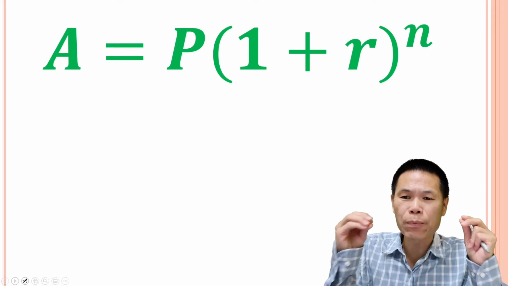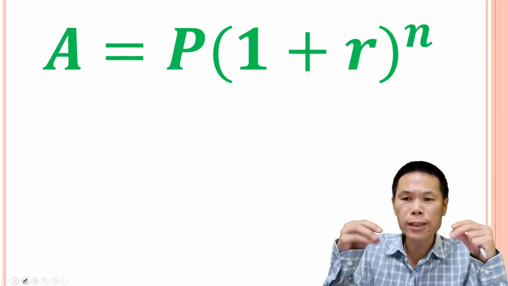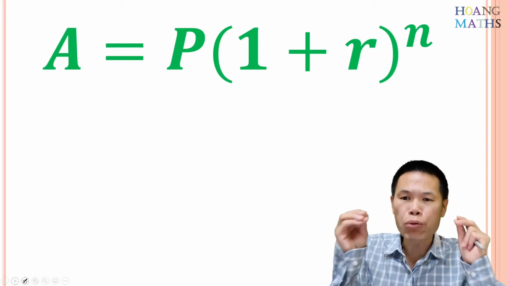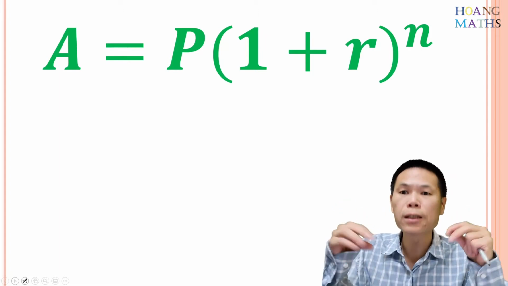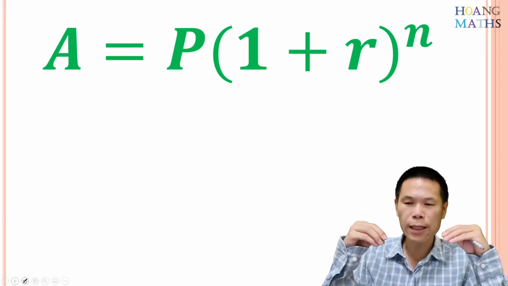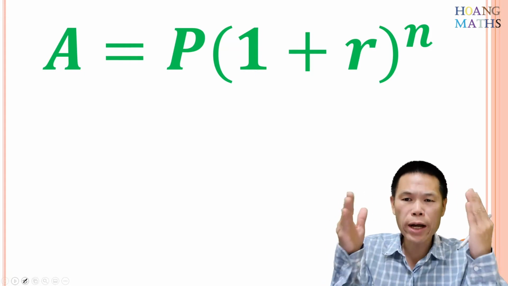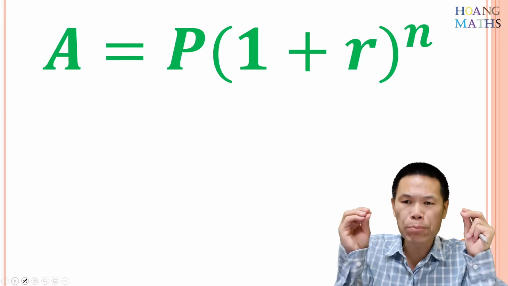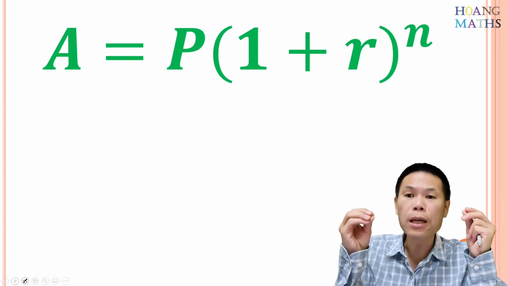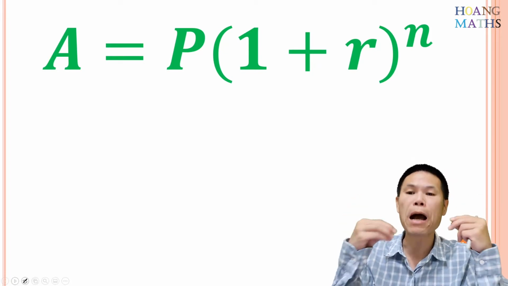Appreciation is when an item that you bought has increased its value over a period of time. Whereas with inflation, the prices of goods and services increase. In other words, the money decreases in its value. So to work out the future value for appreciation or inflation, A is equal to P (1 + R) to the power of N.